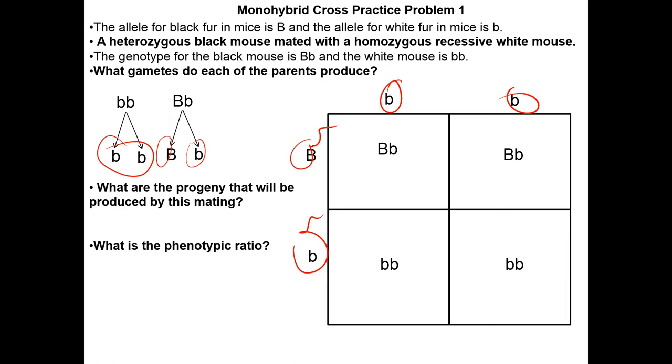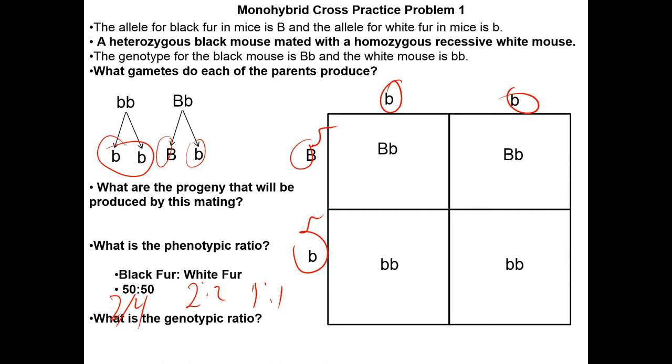So what's the phenotypic ratio? Looking at black fur to white fur: big B, little b, big B, little b. Heterozygous individuals have black fur, and little b, little b, homozygous recessive, have white fur. So 50-50, or 2:2, or 1-to-1. It's 50-50. Or, in this case, 2 out of the 4 boxes, 50%.